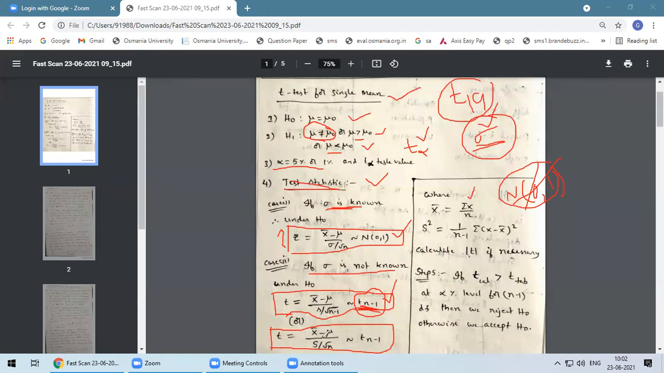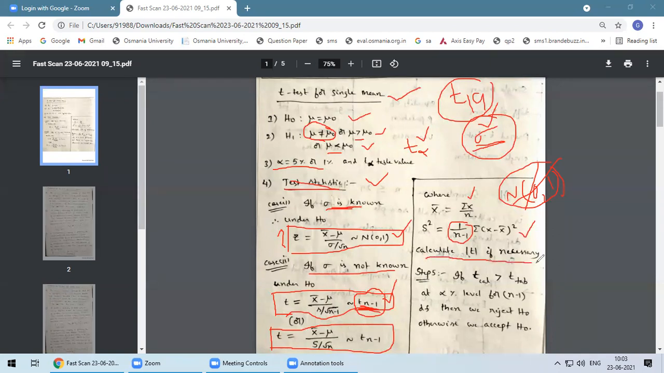Sometimes capital S won't be given to you. Majority of the times capital S won't be given to you. Small s will be given because this is the sample information. Small s will be given to you. If it is not given also, you can calculate, because the difference between small s and capital S is: for capital S square you will get 1 by n minus 1, for small s square you will get 1 by n. That is the only difference. So whenever capital S is not given, you will calculate S square equal to 1 by n minus 1 summation x minus x bar whole square.